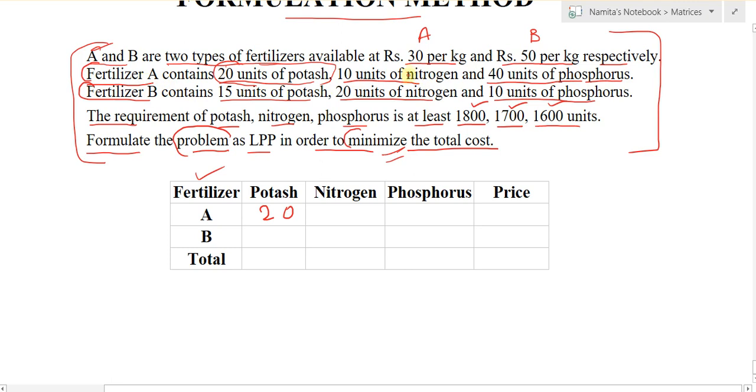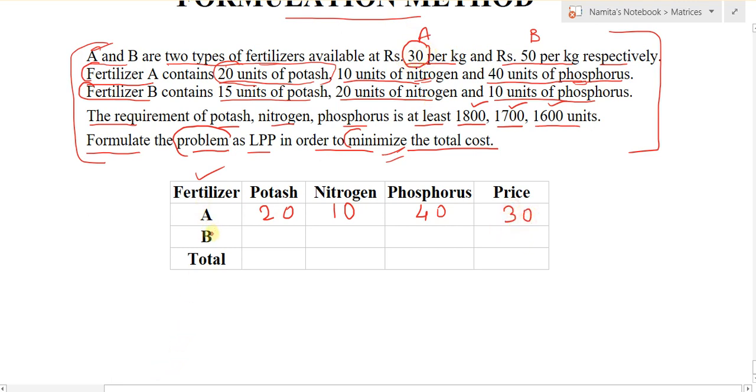Fertilizer A contains how many units of nitrogen? 10 units. Fertilizer A contains how many units of phosphorus? 40. So 40. Now what is the price of fertilizer A? The price of fertilizer A is 30 per kg. So write 30 per kg.